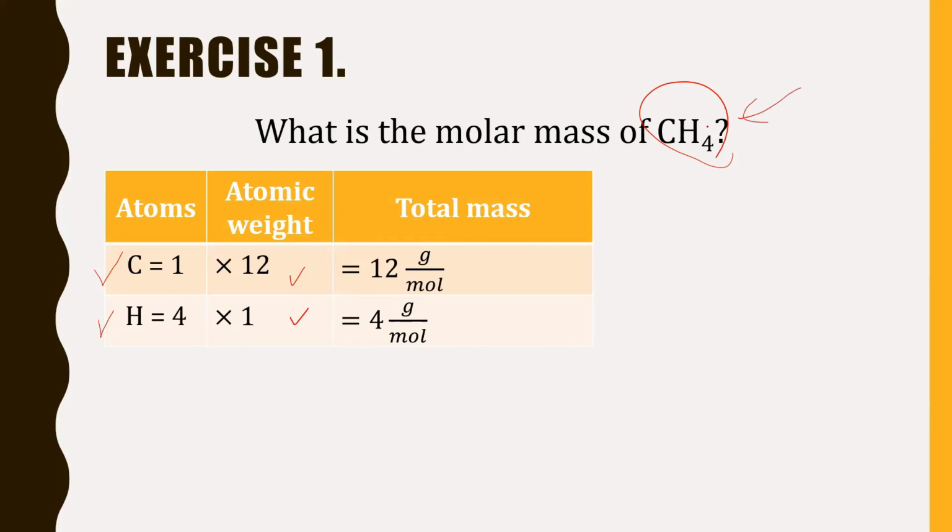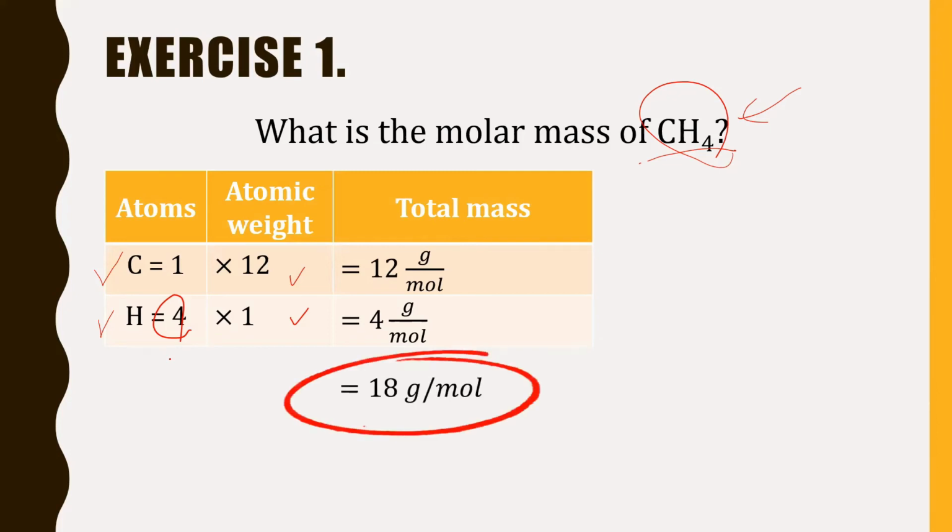So, CH4 has one carbon times 12 is 12. Hydrogen has an atomic weight of 1. How many are there in the formula? 4. So, 4 times 1 we have 4. So, the molar mass of methane now gets 12 plus 4, which gives us 16 gram per mole.